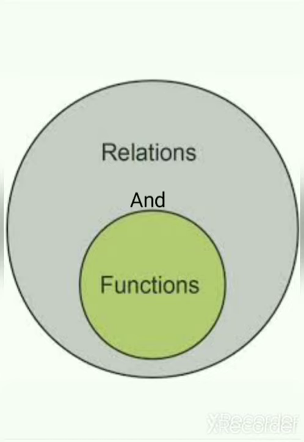Continuing with relations and functions. Today, let us study about functions. In the last class, we have studied about relations. What are relations? Relations are subsets of Cartesian product. What is Cartesian product? Cartesian product is the set of all ordered pairs in which the first element is taken from the first set and the second element is taken from the second set.